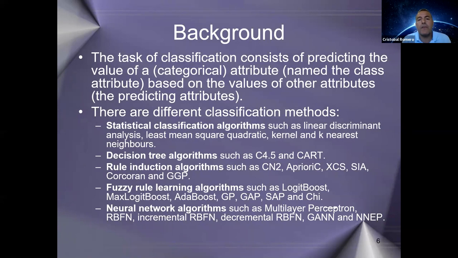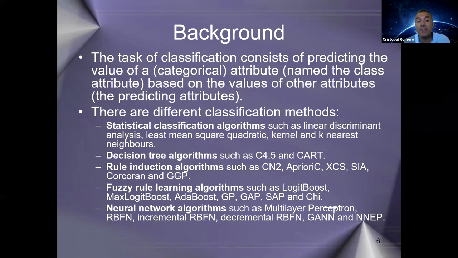A background about the classification task. The task of classification in data mining consists of predicting a value of a categorical attribute. That is, it's not numerical, it's categorical, a label. For example, pass, fail, high, low. So a categorical attribute is named the class attribute. This is the value to predict, based on different values of other attributes that are named the predicting attributes. In our case, all these predicting attributes are obtained starting from the Moodle logs, from the log files from the server.